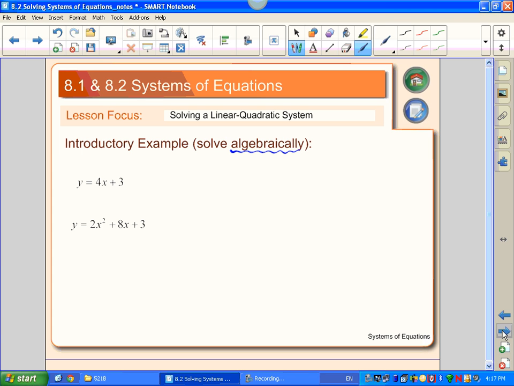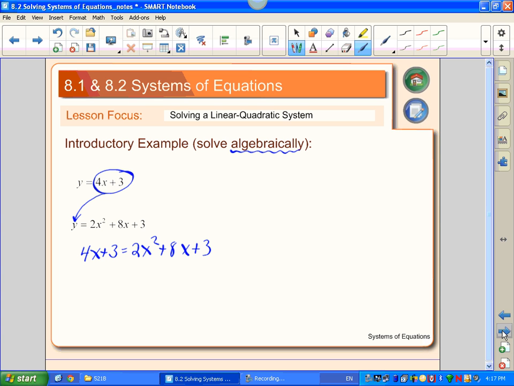If I have y equals an expression, that's set up nicely to do a substitution. What I would do is take the 4x + 3 and substitute it into the other equation for the y value. So I'm doing a substitution on the play. This would give me 4x + 3 = 2x² + 8x + 3. And now I'm going to solve for x.